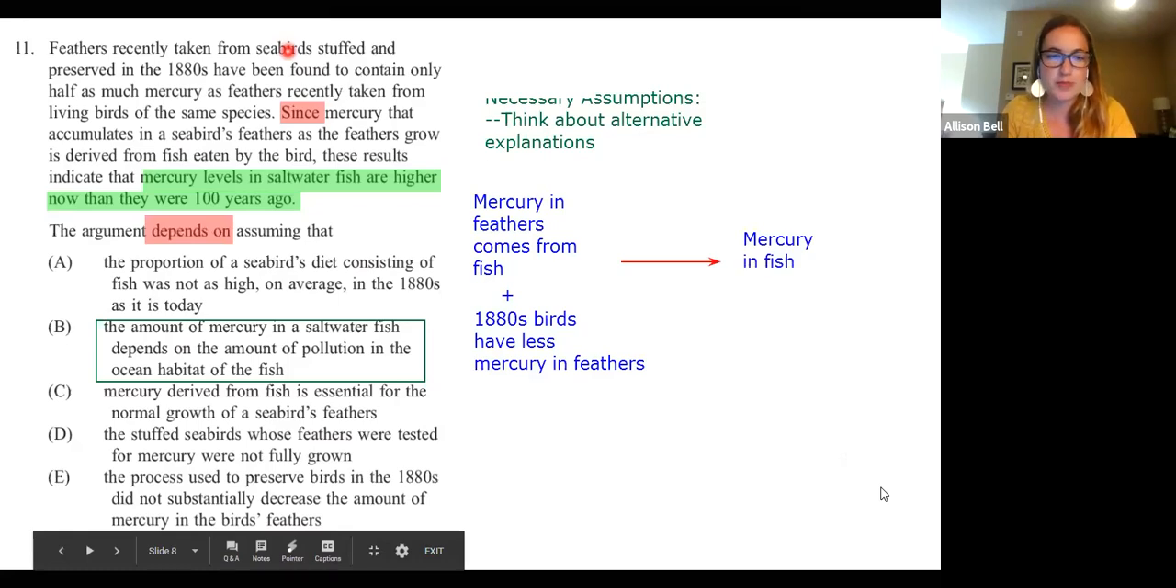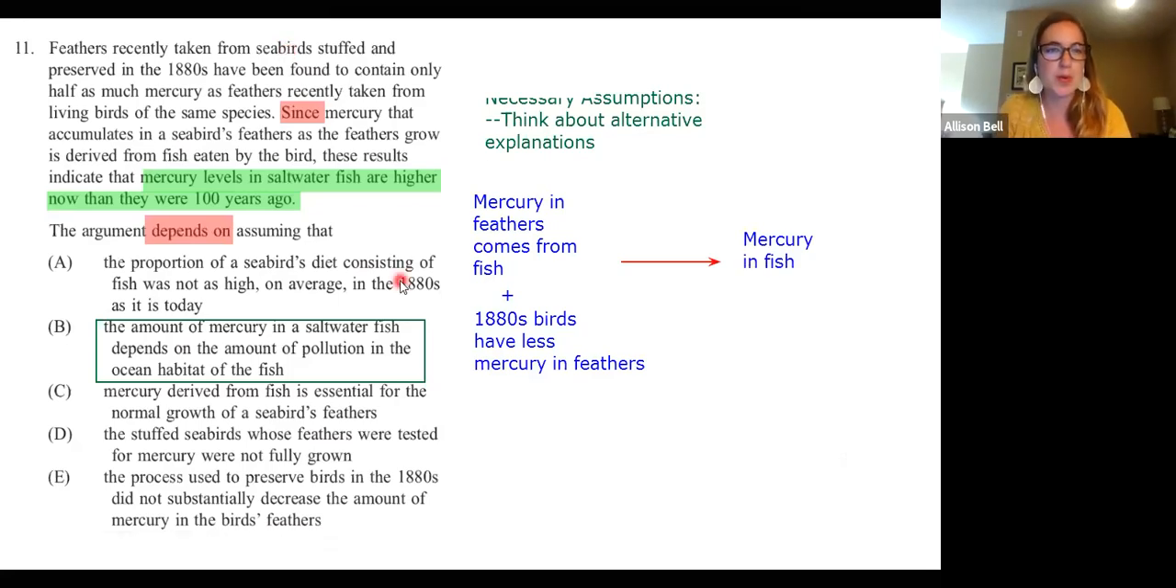Yeah, we don't. And so this doesn't really help us. In order for us to use something to either strengthen or weaken this argument, it has to help us differentiate or apply to the differences between the past and the present. And because we don't know whether there was more pollution back then or more pollution today or the same, we won't be able to come to any conclusions based off of this particular answer choice that would be helpful. So I'm actually going to rule out answer choice B.